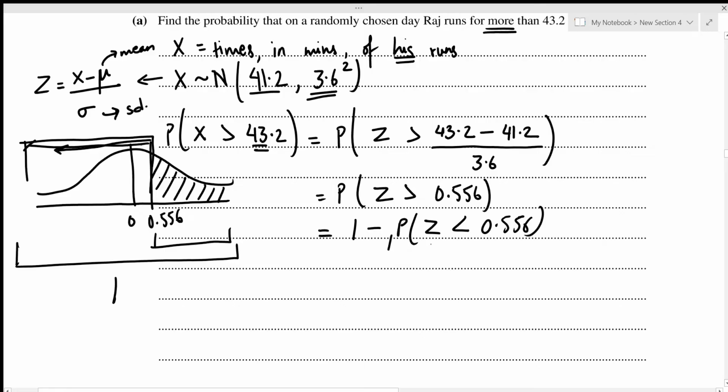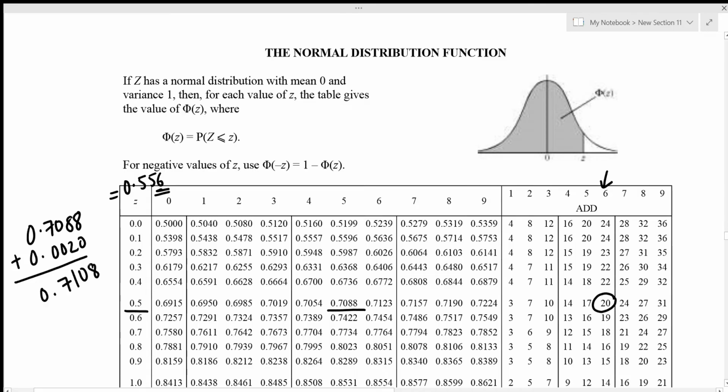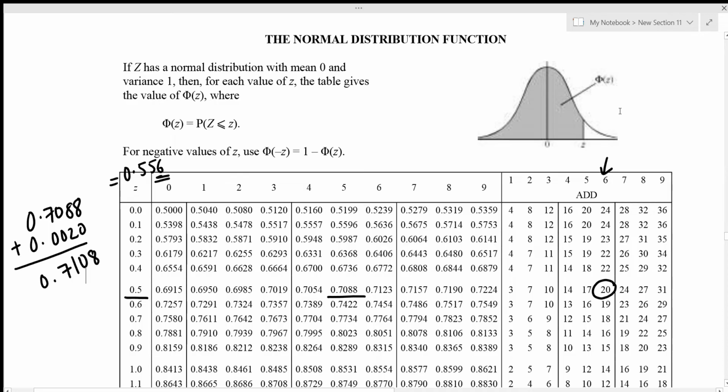Now, in order to figure out this portion, we have to look into the normal distribution table. Alright, so we're looking at the z value of 0.556. So 0.5 is right here, 0.55 is right here, so that's 0.7088. But we also have the third decimal place to be 6, which is given in this column, and the corresponding number is going to be 20. So we need to add this number to this probability. So that's going to be 0.0020. Let's add it up, which gives us the final required probability of 0.7108.